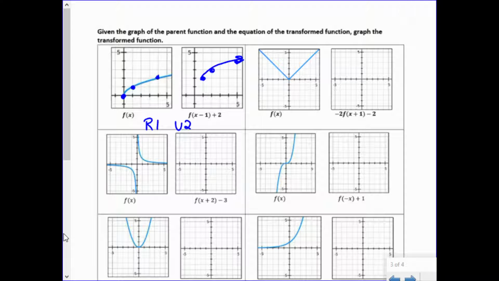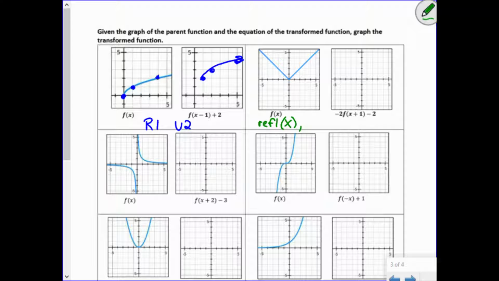So, what transformations do I have in this one? Here, answer this slightly easier question. How many are there? 4. There are 4. What's the first one? The very front. Is there a reflection over the x-axis? That's the negative. That one. Nope.